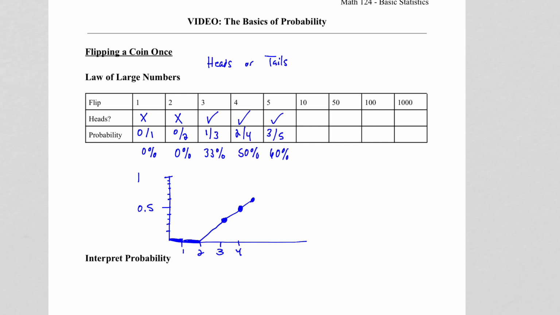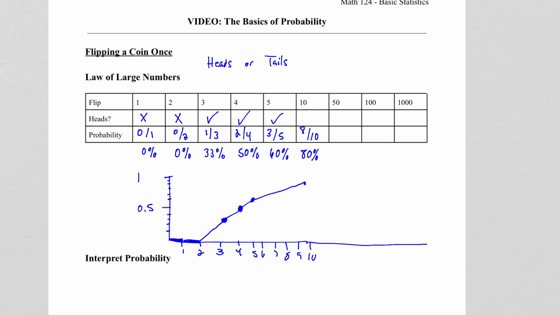Okay, now, as we go, let's say we flip it 10 times, and out of 10 times, it's landed on heads now 8 out of 10 times. So we're all the way up to 80%. So we went on a streak where it landed on heads each time. Okay, so now 10 times, we're all the way up here.